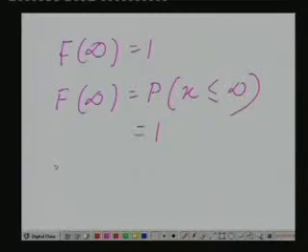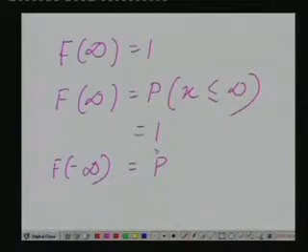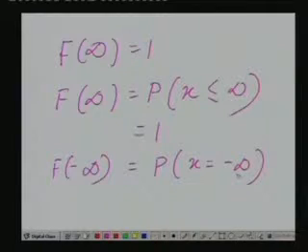On the other hand, how about F(minus infinity)? Now, F(minus infinity) means, since we cannot go to the left of minus infinity, P(x equal to minus infinity). Again, this corresponds to no experimental outcome. So, this is an impossible event for which this is equal to 0. So, F(infinity) is 1, this is one property, another property is F(minus infinity) is 0.